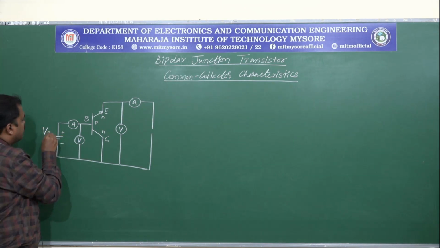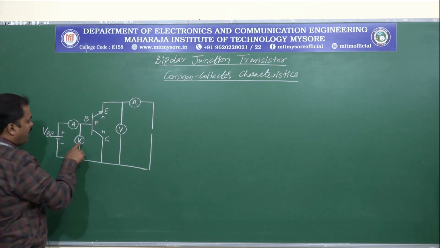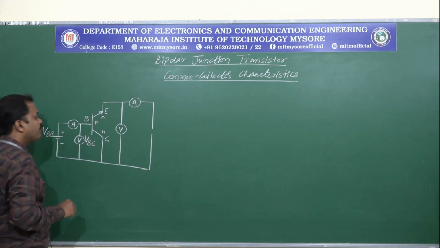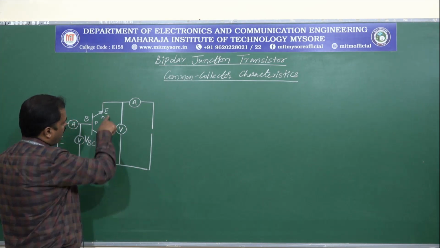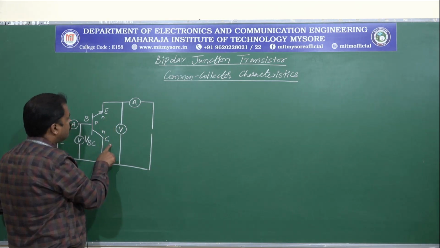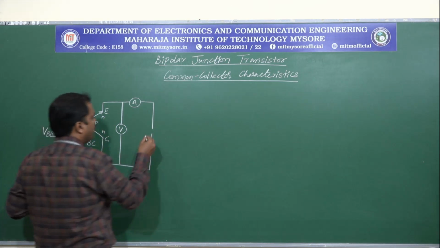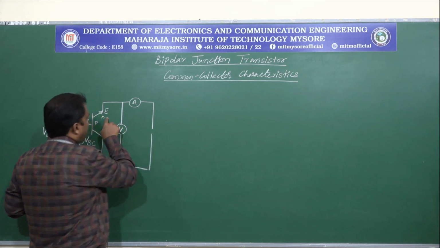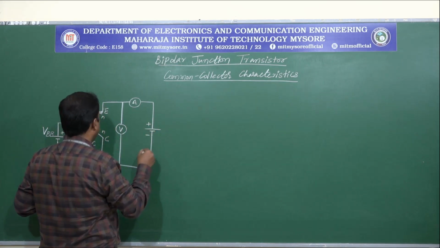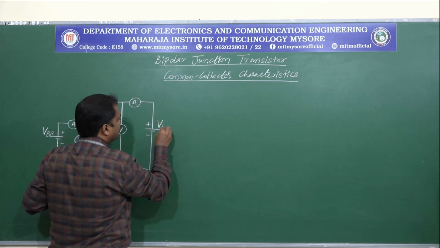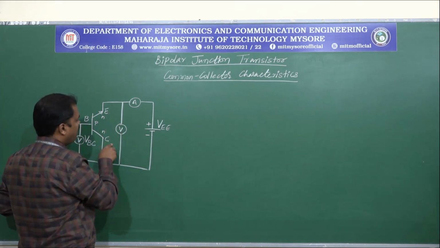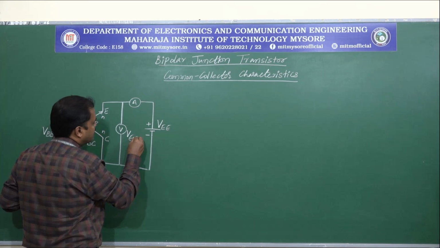Let us call this VBB, and this is going to measure this voltage. So let us call this VBC, and here the output circuit should be reverse biased. So emitter is N type, collector is also N type. So emitter should be more positive. So here we'll have battery connected like this, and let us call this VEE, and this is going to measure the voltage between emitter and collector. So let us call this VEC.